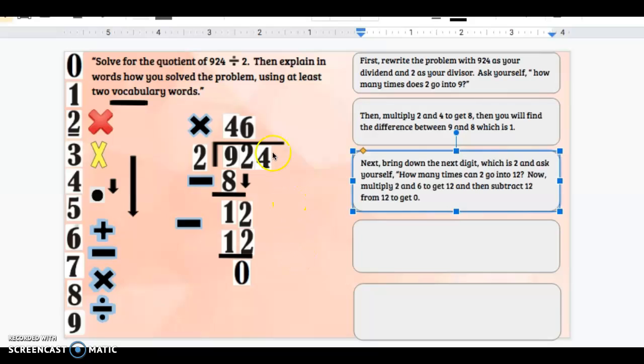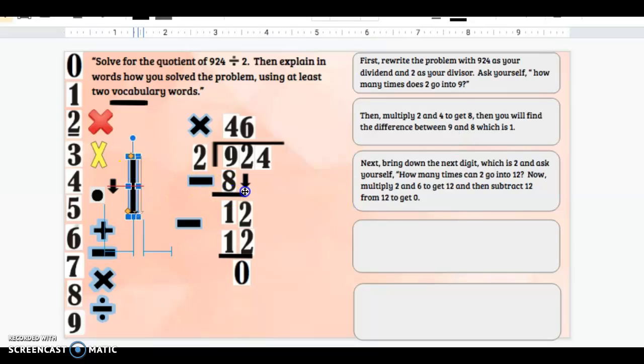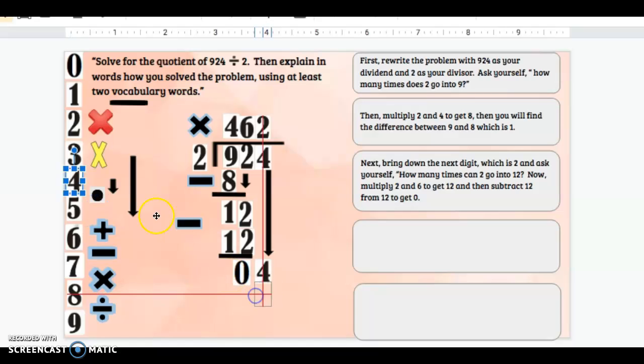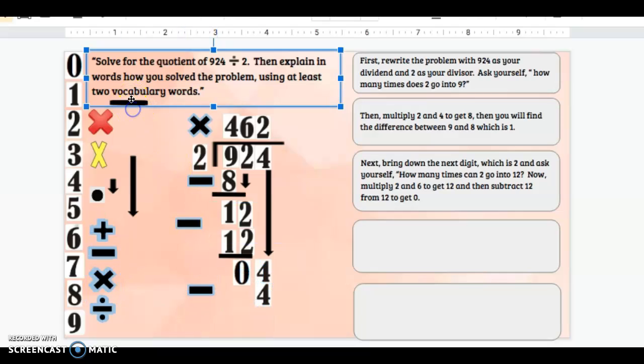And after that, we are going to bring down the next digit, which is 4. And then we are going to ask ourselves, how many times does 2 go into 4? And 2 times 2 goes into 4. And then we have to subtract 4 minus 4, and we get 0.